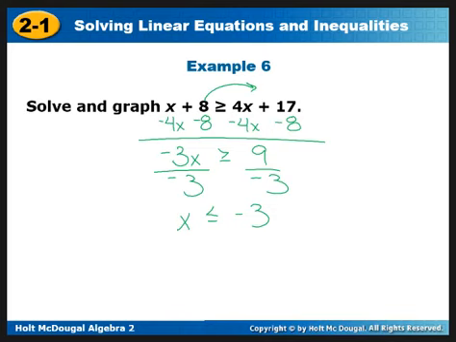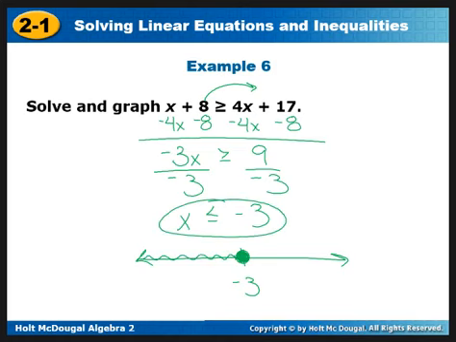Alright, again, number line is very simple. I take that number that's listed in my inequality, I put it in the middle, I fill in my circle because it is a less than or equal to, and then I shade in the direction that is represented by the inequality that I found.